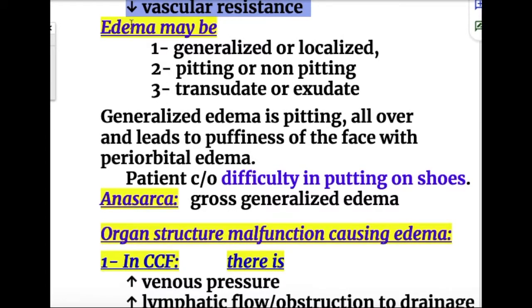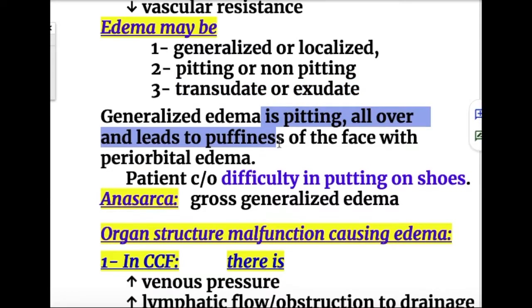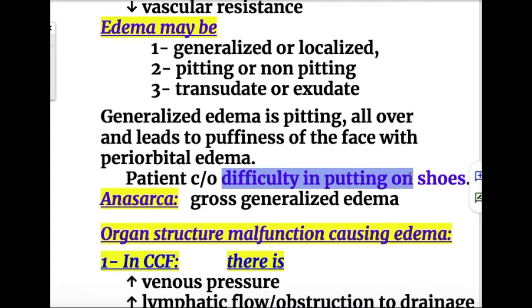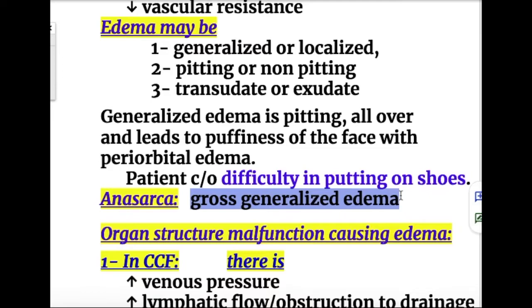The types of edema may be generalized or localized, pitting or non-pitting, and it may be a transudate or an exudate. Generalized edema is pitting all over and leads to puffiness of the face with periorbital edema. In generalized edema, the patient complains of difficulty in putting on shoes. Anasarca is also gross generalized edema.